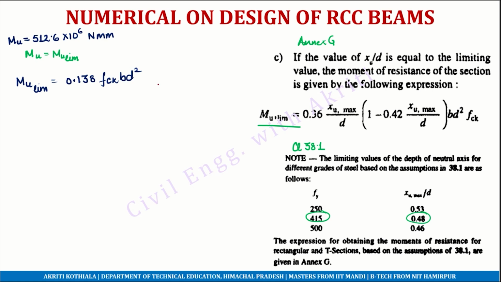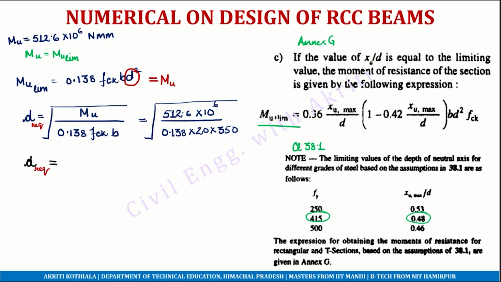Now, since we know that Mu limiting is equal to Mu, we will again use this formula to check the value of effective depth which we have provided. Rearranging this equation, the value of D required calculates to be equal to 728 mm. However, we have provided a value of 750 mm for D. So hence we are safe.